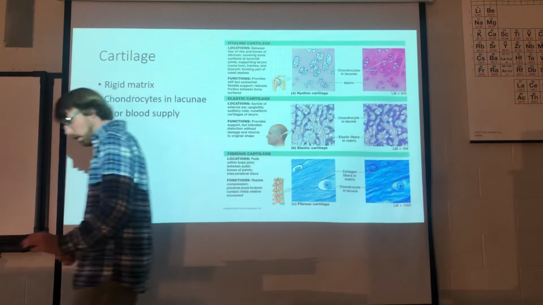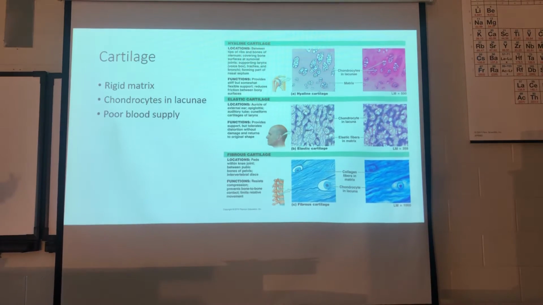Next, we're going to get to cartilage. There's going to be 3 different types of cartilage. So cartilage has a rigid matrix. It's not what I would call a liquid. It's not a gel, but it's definitely not a firm solid either. So it has chondrocytes in lacunae. It has a poor blood supply as well.